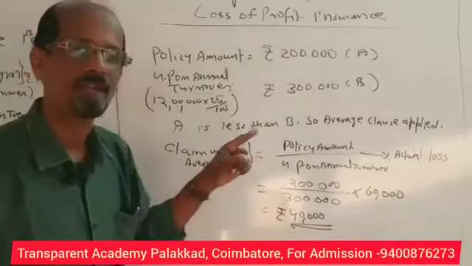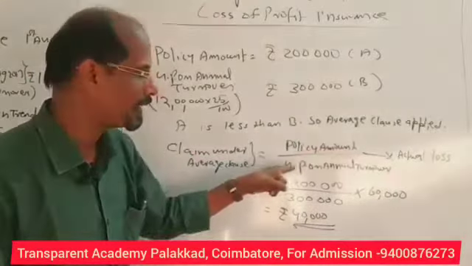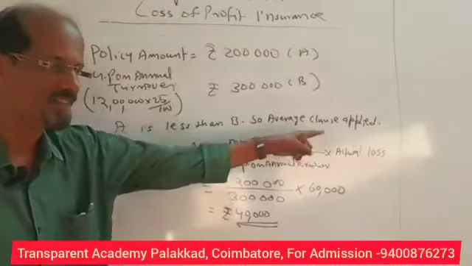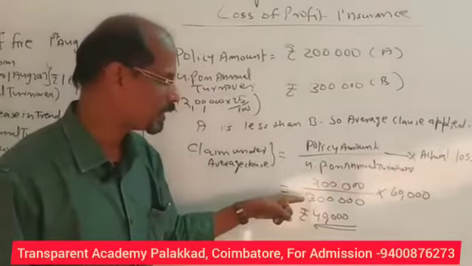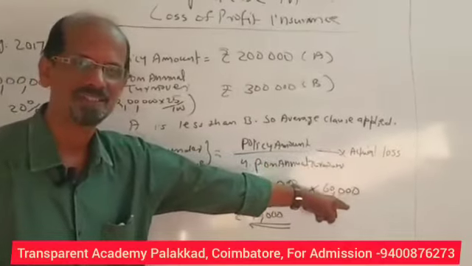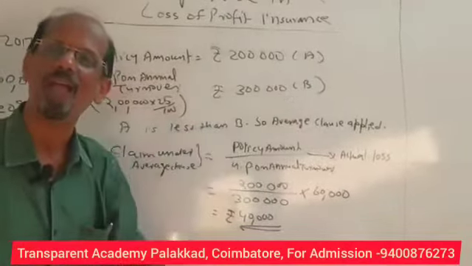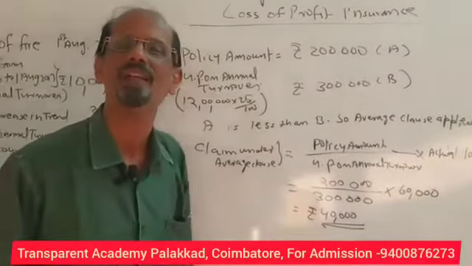So how is claim under average clause calculated? Policy amount divided by GP on annual turnover into actual loss. So policy amount is 2 lakh, GP on annual turnover is 3 lakh, into actual loss 60,000, you get 40,000. This is how average clause will be applied in loss of profit insurance.